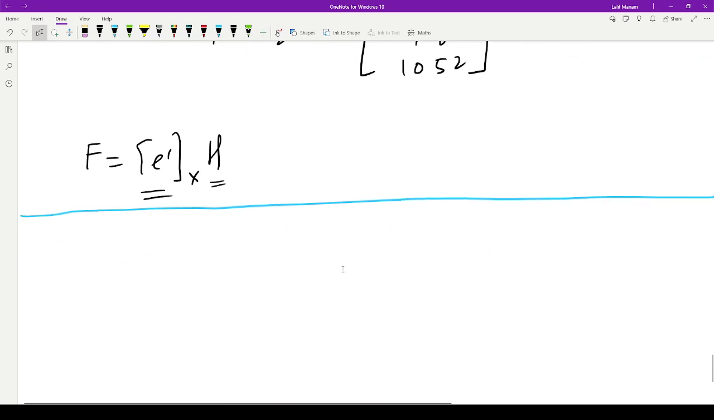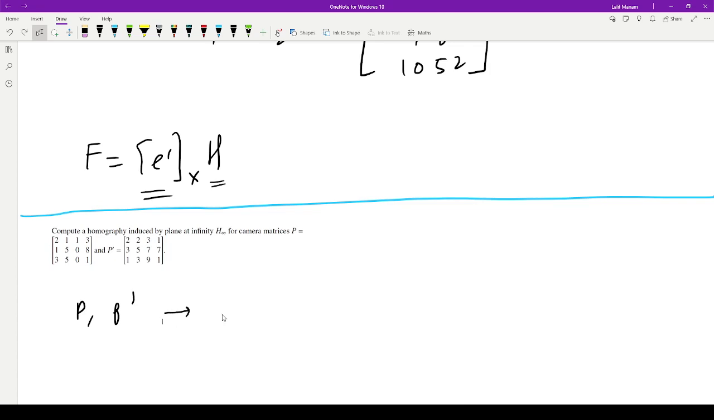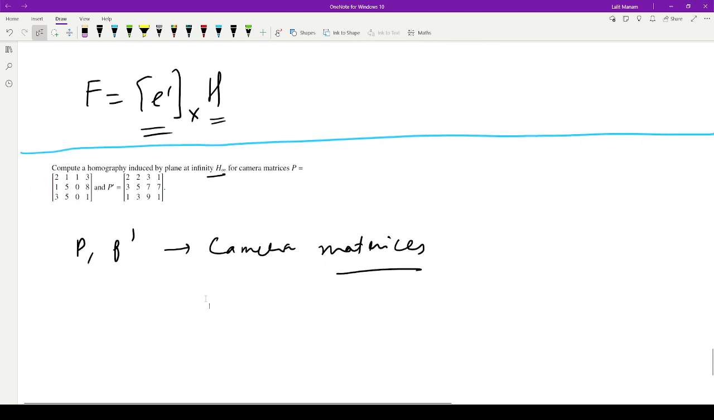Okay, I guess the next question is the most interesting question for today because this was left as an exercise in the class. So you're given two camera matrices P and P prime, and you need to find the induced homography from the plane at infinity. Do you know the formula? How to find the homography from the plane at infinity?